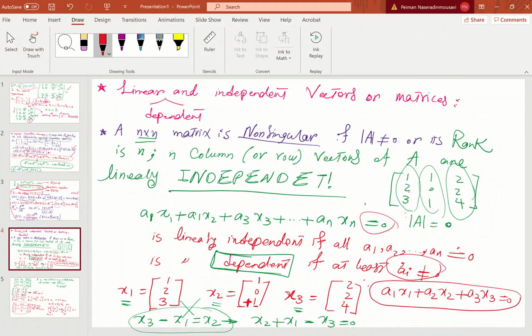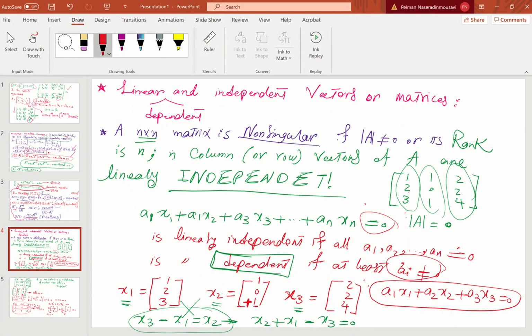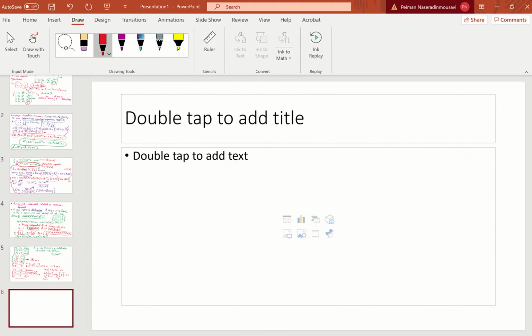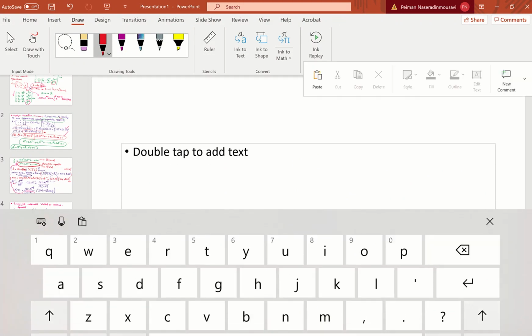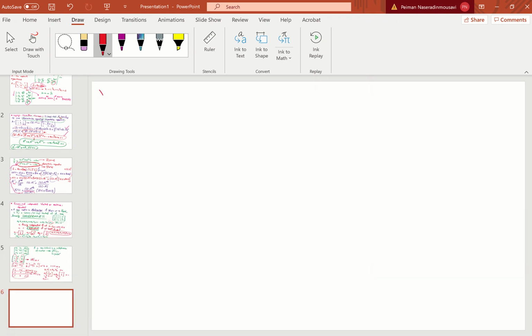Now, I thought of non-singular and independent. Independent is non-singular. And now the next topic is singular. Now you know it. So now the singular. Singular is this.